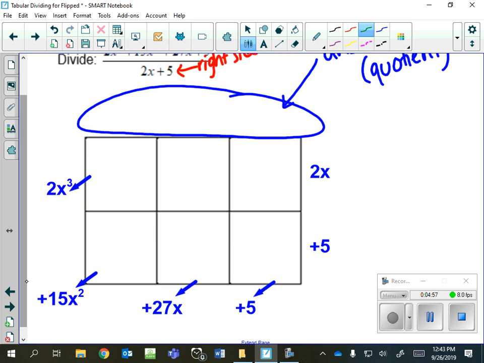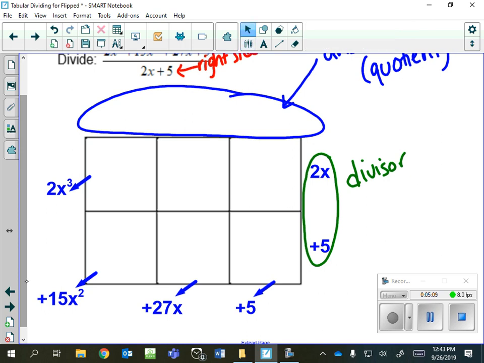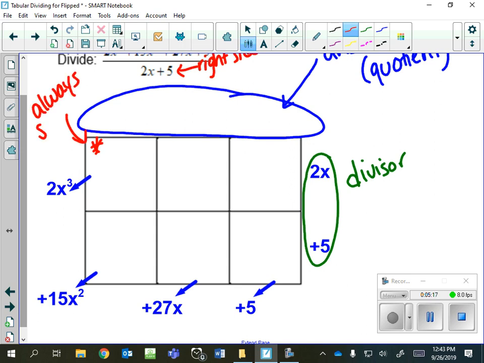I have my 2x plus 5 set up on the right. Remember, this is my divisor, and then my dividend goes on the diagonals. You are always going to start in the top left corner. Okay, so this diagonal has to total to 2x cubed. The only way to do that is for that to be a 2x cubed because there's nothing to combine with. It's only one box. There's no diagonal to add on.